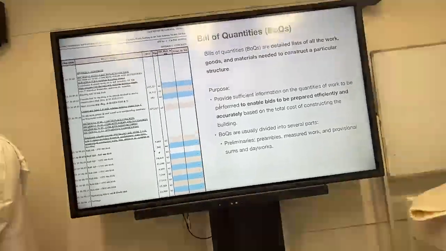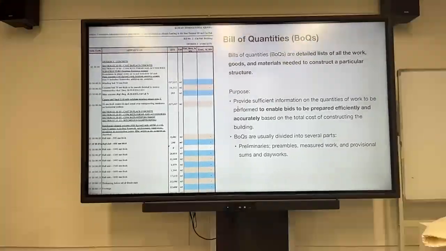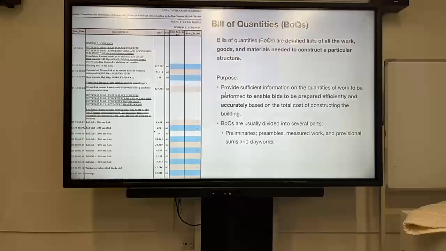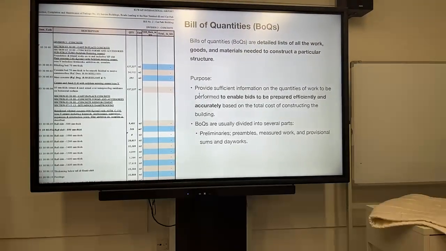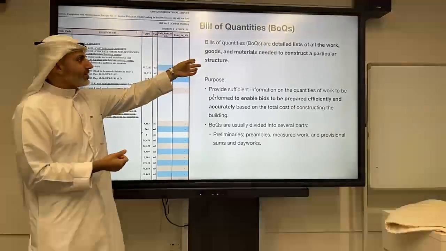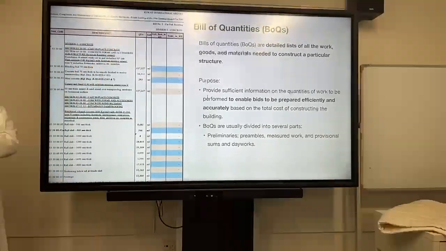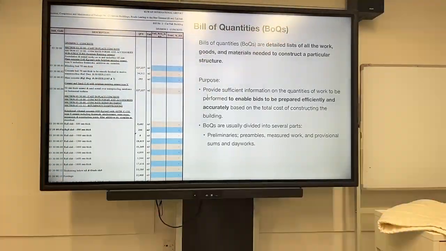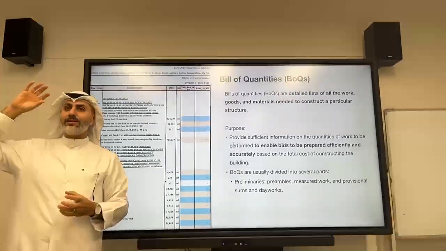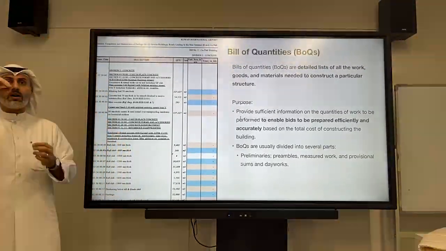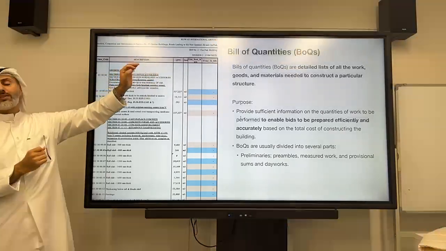Bills of quantities are defined as detailed lists of all the work, goods and materials, بكل الأعمال اللي بتصير، كل المنتجات and كل الماتيريals that are needed to construct a particular structure. Any structure we want to build, كل الأشياء اللي راح تدش بهالشغل هالمشروع are listed in the bills of quantities, BOQs.